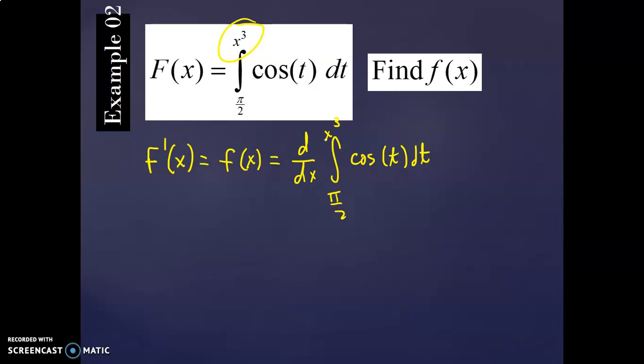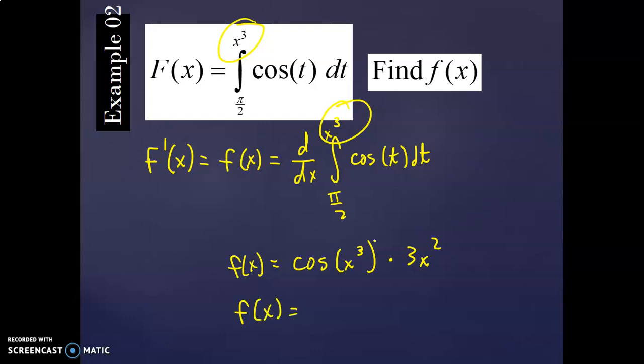So now I need to plug in x cubed anytime I see t. So instead of cosine of t, it's going to be cosine of x cubed. And then I need to use the chain rule. So I need to multiply by the derivative of x cubed, which is 3x squared. I could leave it like this. I would likely move the 3x squared in front, so it's obvious that the 3x squared is not inside the cosine. Either of these is acceptable.